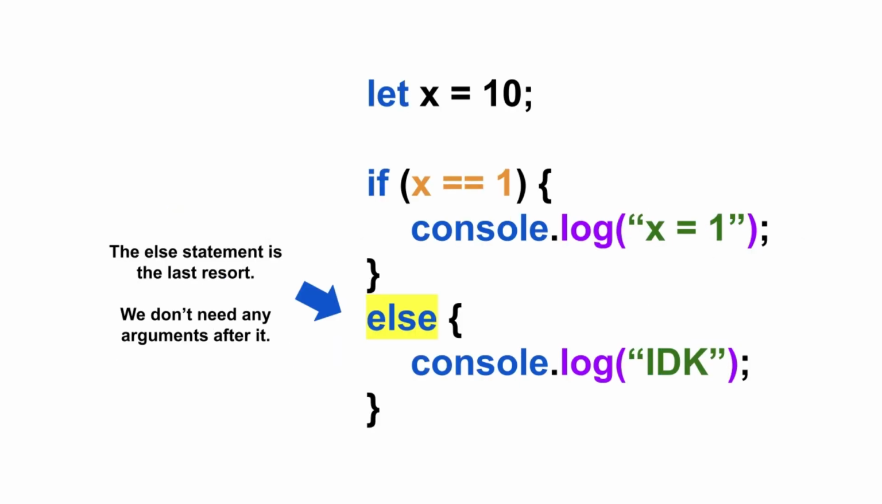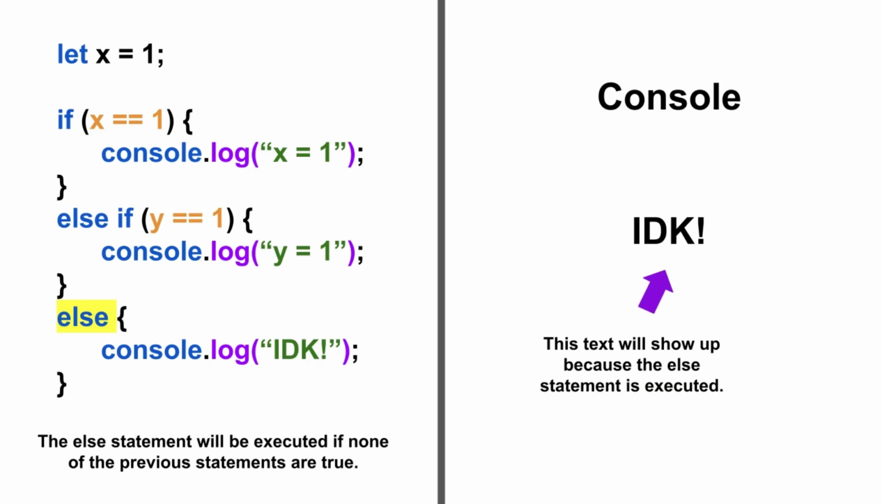And last, we have the else statement. The else statement is the last resort if none of the previous statements were true. We don't need any argument behind an else statement. And like the else if statement, the else statement will also be ignored if a previous statement is true. Here, since none of the statements before it were true, the else statement will run, and we will see I don't know on the console.